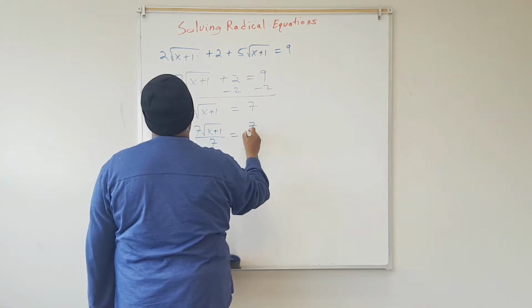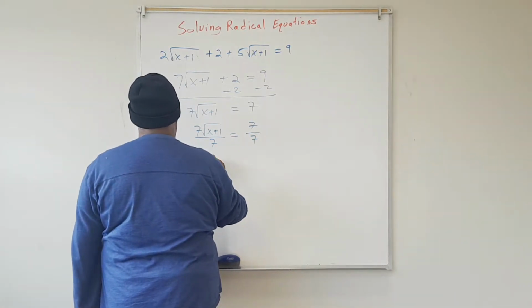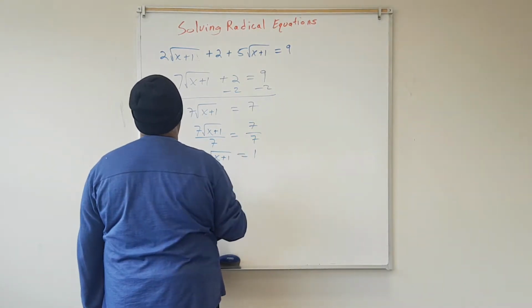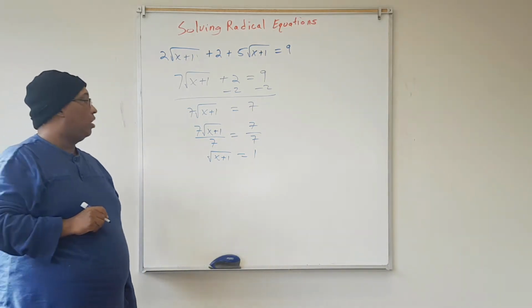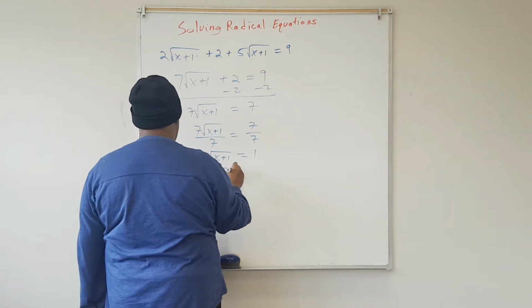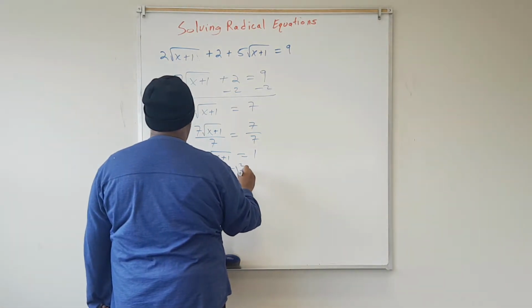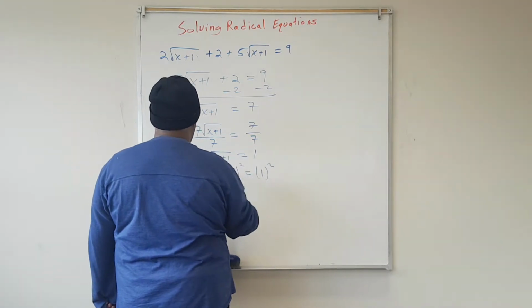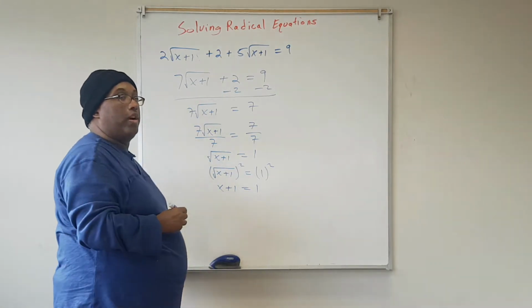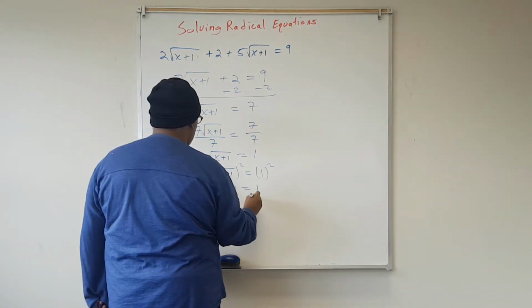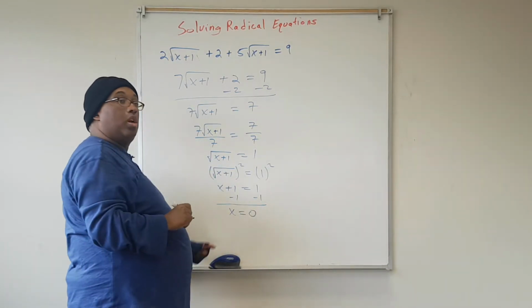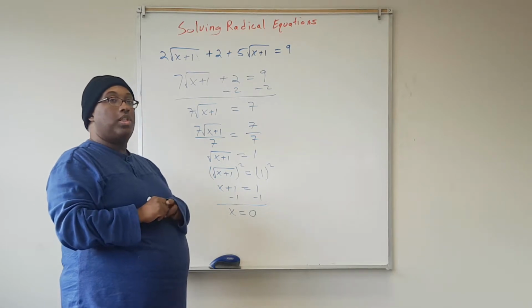7 divided by 7 is just 1. Now we can get rid of the radical by squaring both sides. So we get x plus 1 equals 1. Solving for x, we subtract the 1 to get x by itself. x equals 0. Now 0 is a real number, so we need to check to see does it work in this case.